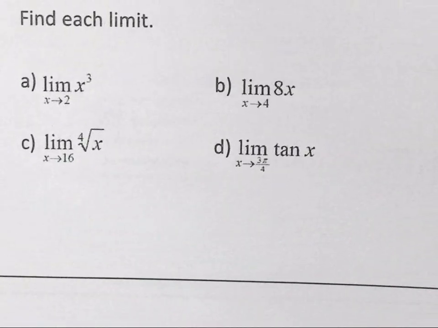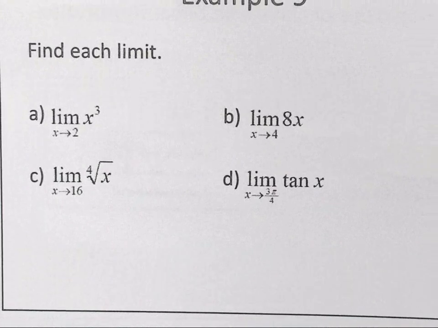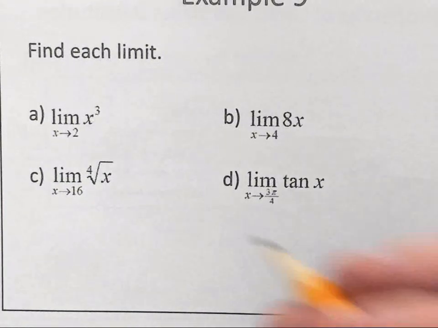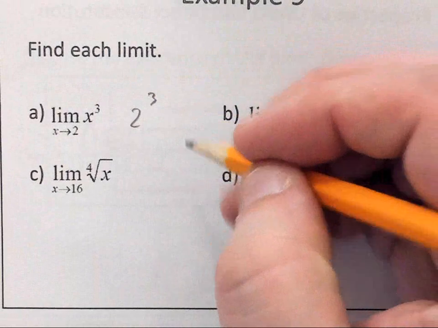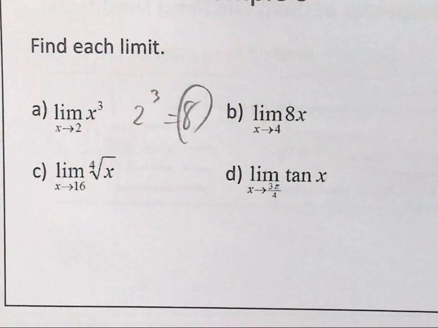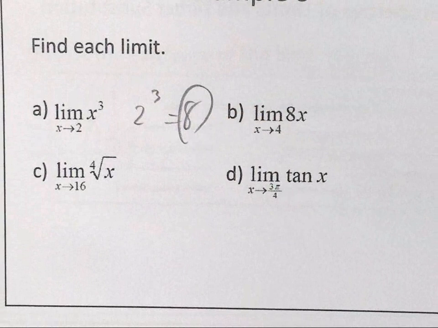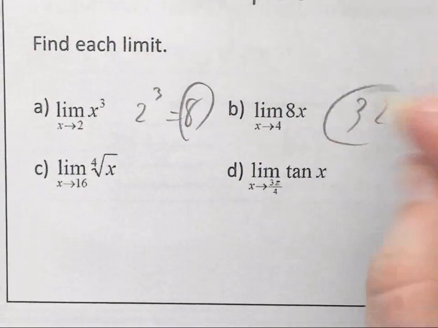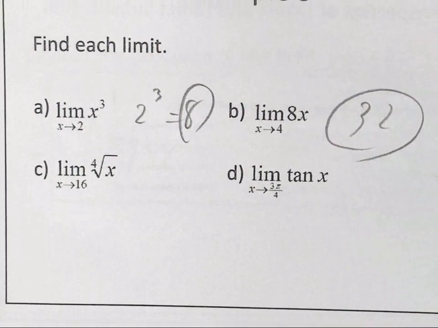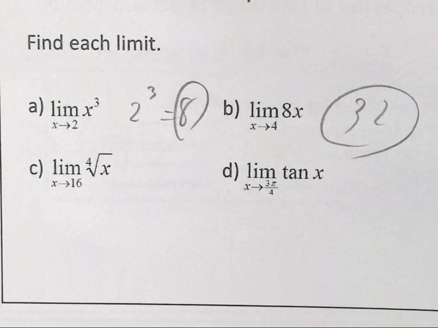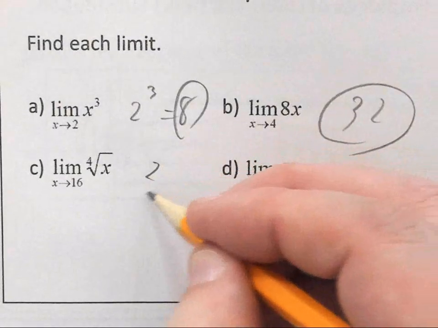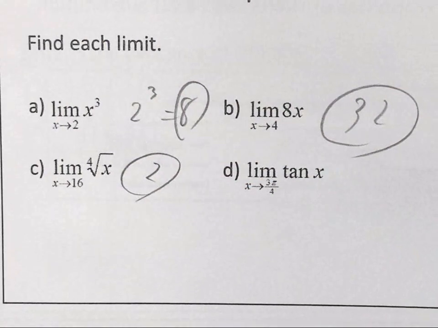So, stuff like this, things end up very, very easy, as long as you realize there's nothing weird going on. What would the limit be of x to the third as x approaches 2? 8. Because you're going to plug in 2 to the third, which gives you 8. What about the limit of 8x as x approaches 4? 32. What about the limit as x approaches 16 of the fourth root of x? 2. What about the limit of tangent of x as x approaches 3 pi over 4?